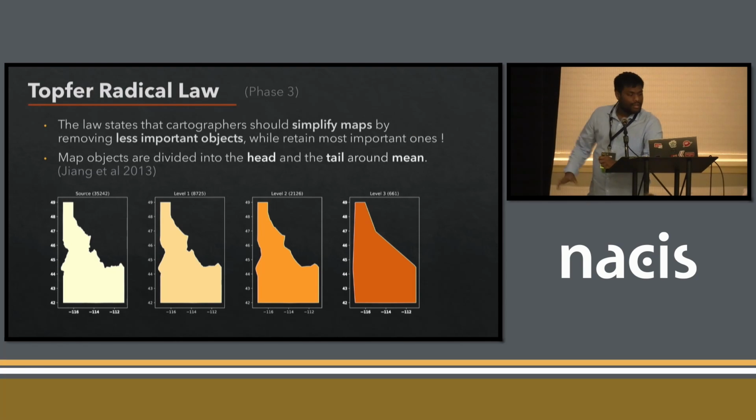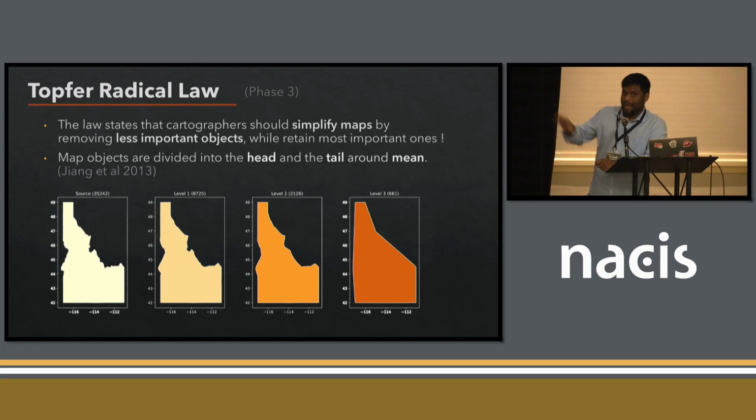So in a nutshell, Topfer's radical law states that we can simplify maps by removing less important objects while retaining the most important ones. The original law in the 60s just has a formula which says how many features we need to achieve a particular visual look. And the re-implementation of that in the cited paper is described in more detail on how to generalize: if we have a feature, we can get different levels of generalization by using Topfer's law.